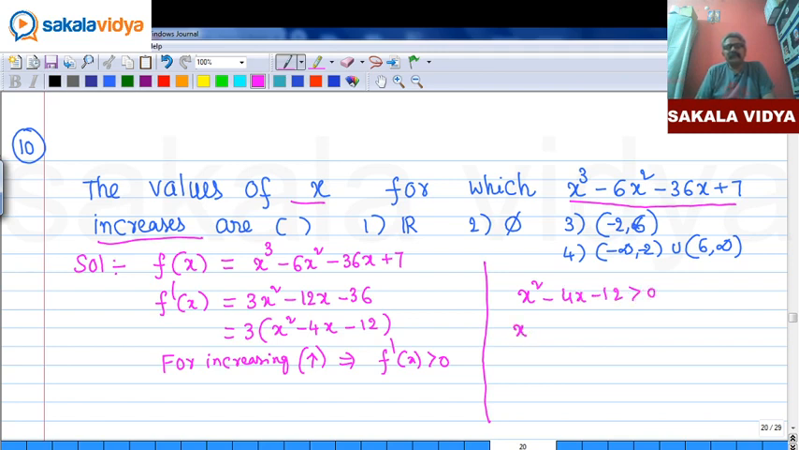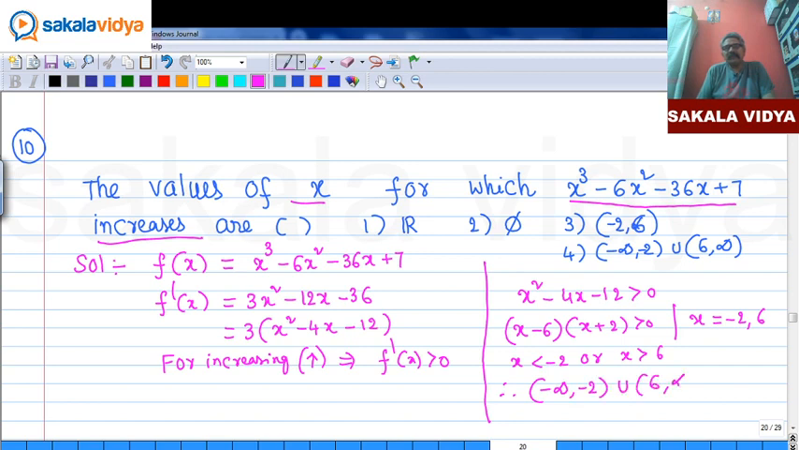What are the factors? X minus 6 into x plus 2 is greater than 0. Here if you equate to 0, you get x is equal to minus 2 and 6. This will be x less than minus 2 or x greater than 6. So, therefore, x less than minus 2 means minus infinity comma minus 2, union 6 to infinity. So, fourth option is the right option.